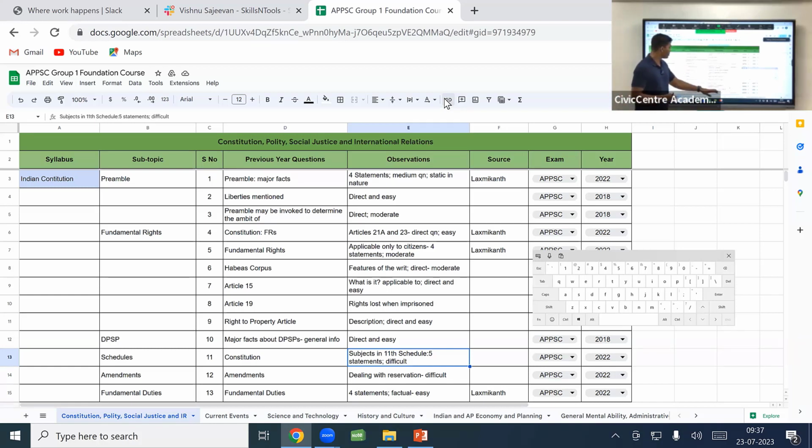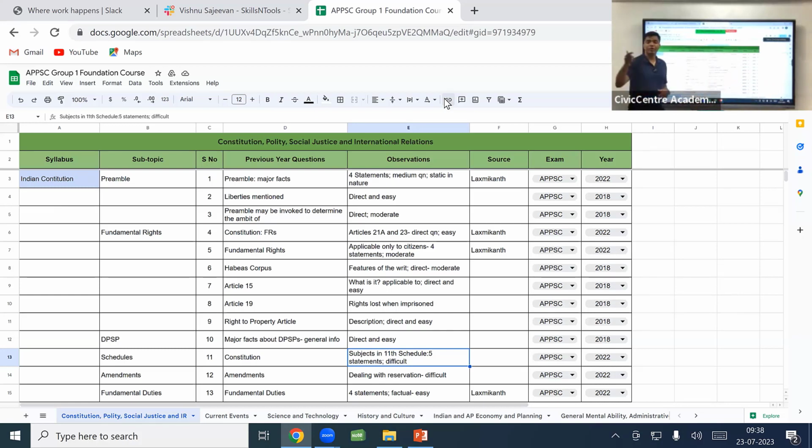They have given a list of 5 subjects, and they have asked which of the following are explicitly given under the 11th schedule. We have categorized it as difficult because usually people will go through the schedules and what they deal with: 8th schedule, languages; 9th schedule; 10th schedule, anti-defection. Like that we will learn, but we will not go for in-depth analysis of the subjects. They have asked 5 important subjects dealt with by Panchayati Raj institutions, so that is why we have classified it as difficult.